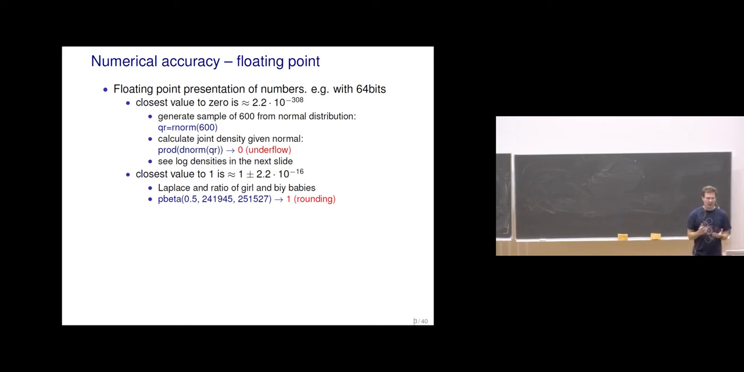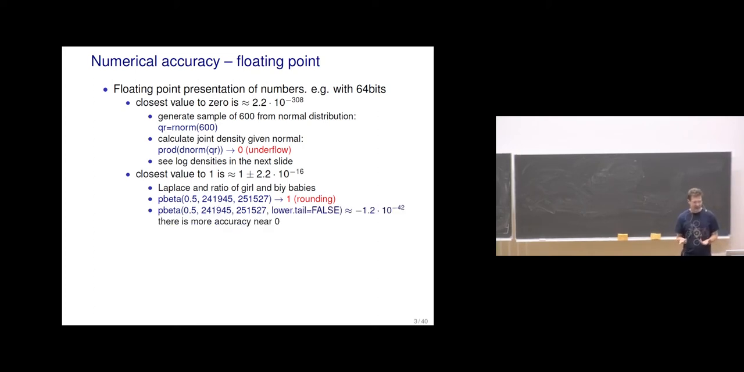If we think about the example of Laplace and the ratio of girl and boy babies, and we use the beta distribution, as you've learned in an exercise, and try to find out the cumulative density, so what is the probability that the ratio is smaller than half, we get a rounding error to one. In some cases, it might be fine. We just say that, okay, it's so close to one, and it doesn't matter that we would know it more accurately. But sometimes we have a need to compute this more accurately.